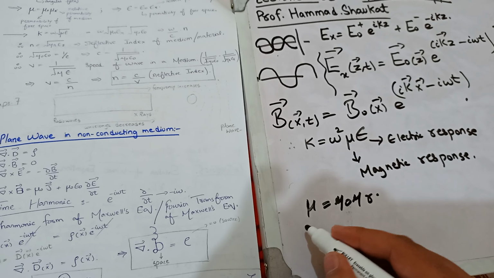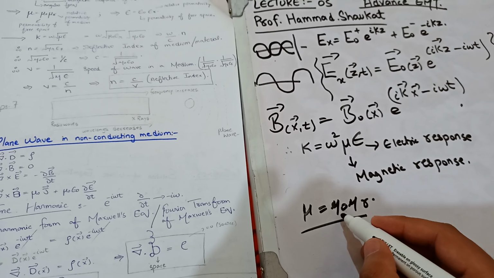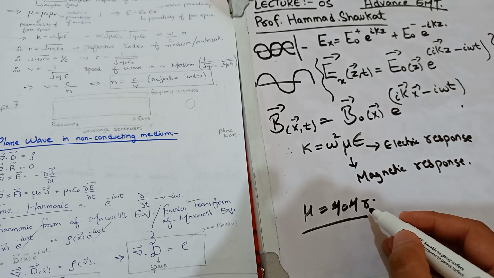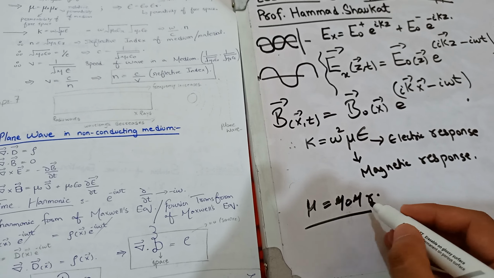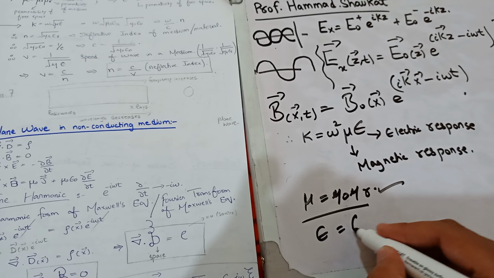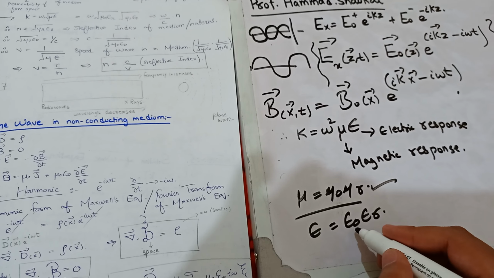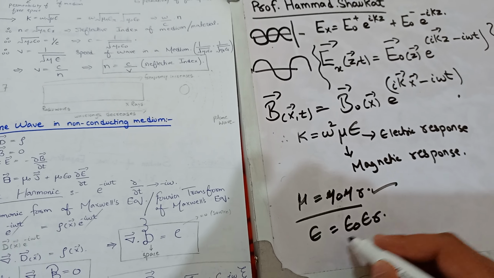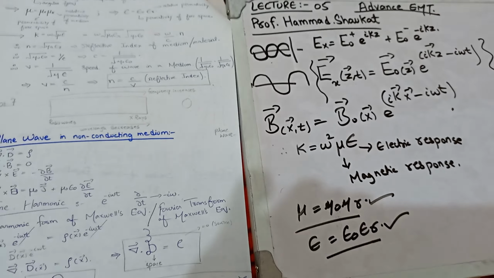Okay, because in the case of the magnetic field, this is the relative permittivity of the medium, and this is the permeability of free space and relative permeability. Similarly, your epsilon equals epsilon naught epsilon r, where epsilon naught is the permittivity of free space and epsilon r is the relative permittivity. This is in the case of the electric field, and this is in the case of the magnetic field.